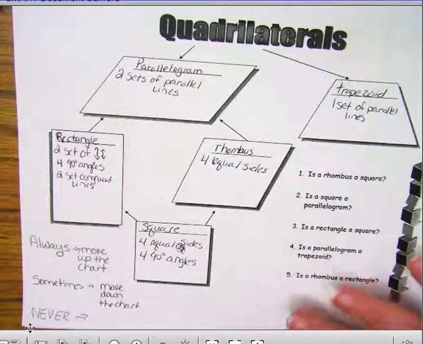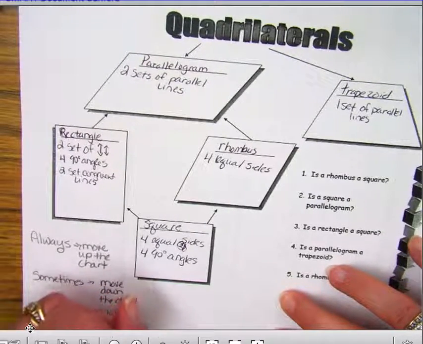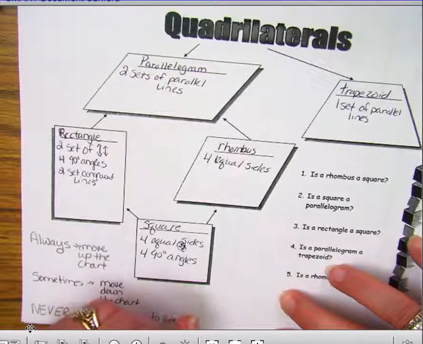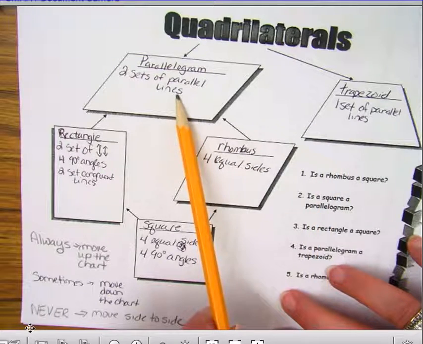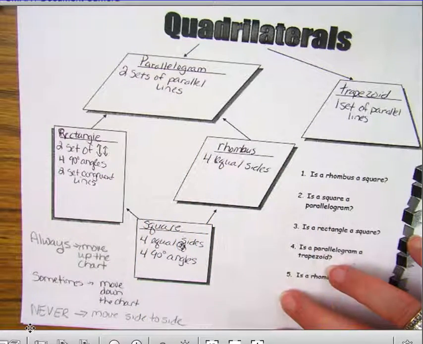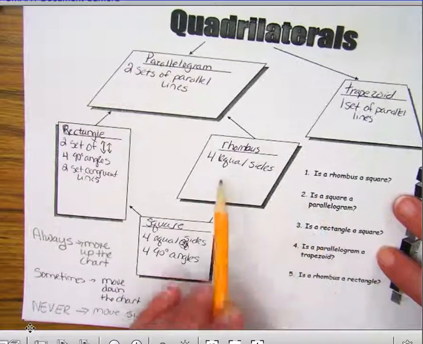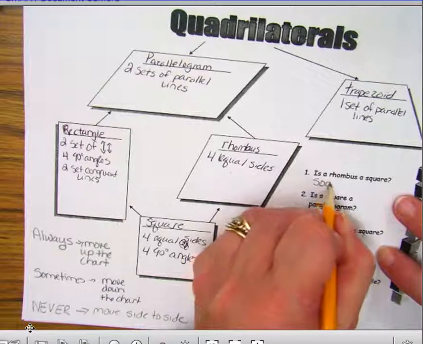And then the never. All right, never ever move sideways. So, a trapezoid will never be a parallelogram. A rhombus will never be a rectangle. Is a rhombus a square? Well, let's look. Is a rhombus a square? Sometimes.